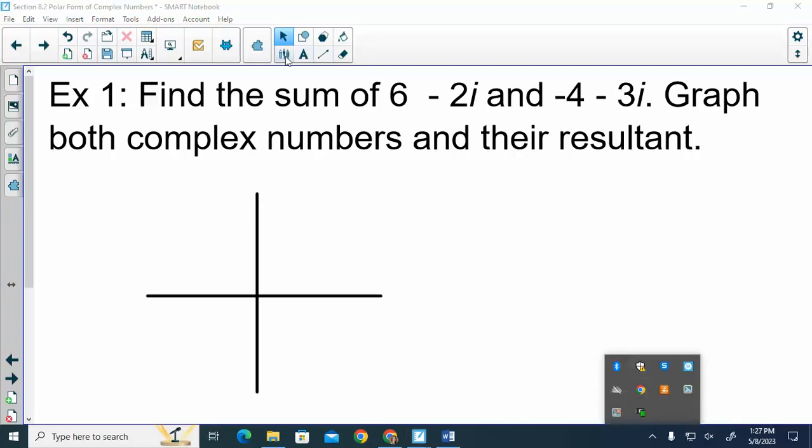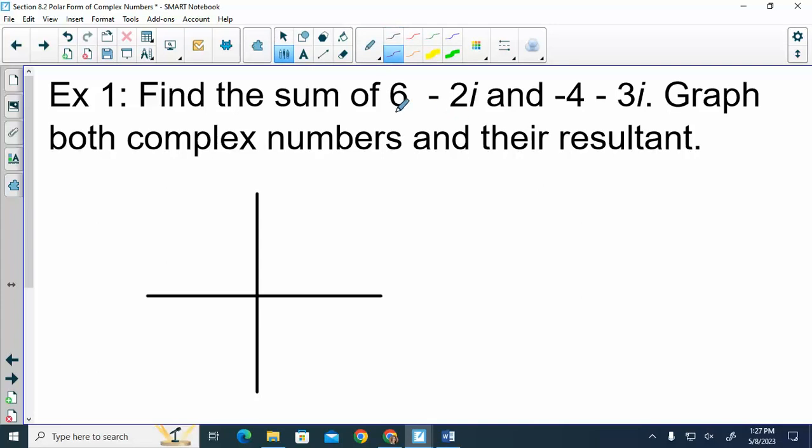So if I want to graph 6 minus 2i, your x is 6, your y is negative 2. So we have 6, negative 2. When you graph these complex numbers, they're like vectors, so think of it as going from 0, 0 to that point. Remember when we did vectors last week, we put that little arrow on the end. So this represents the vector 6 minus 2i.